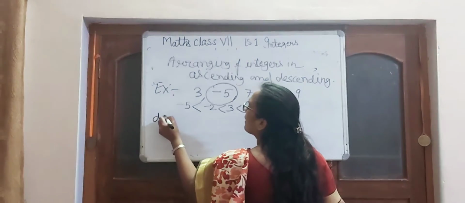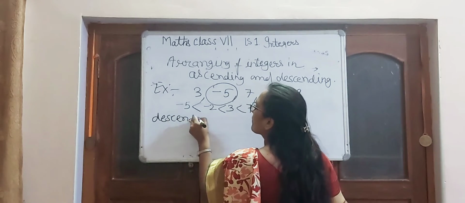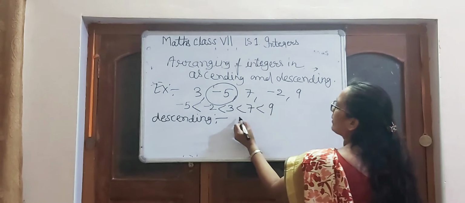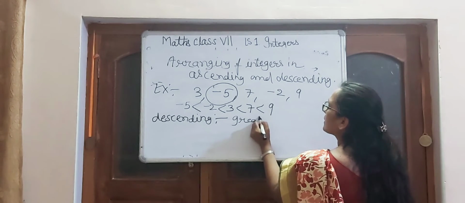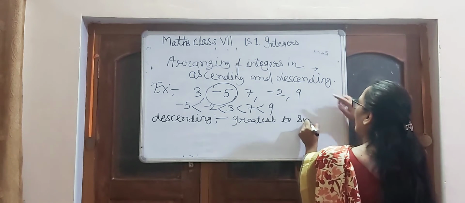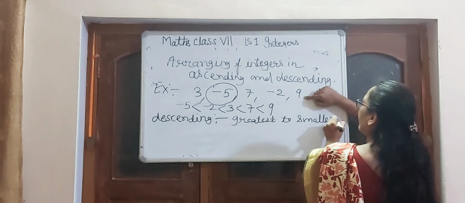For descending, we go from greatest to smallest. Which is the greatest integer here? Here 9 is the greatest integer.